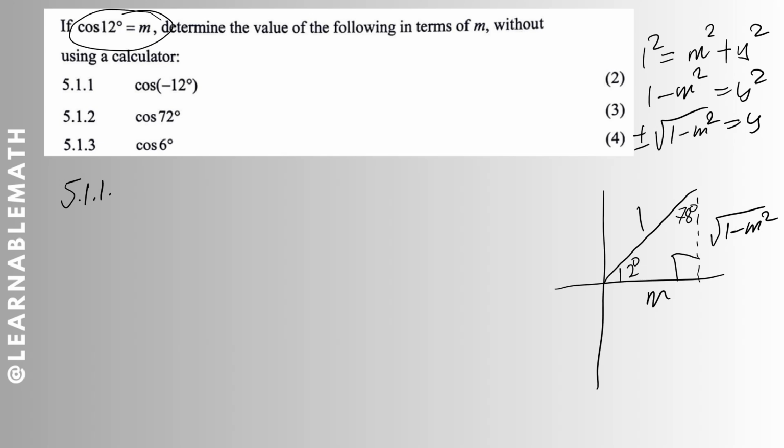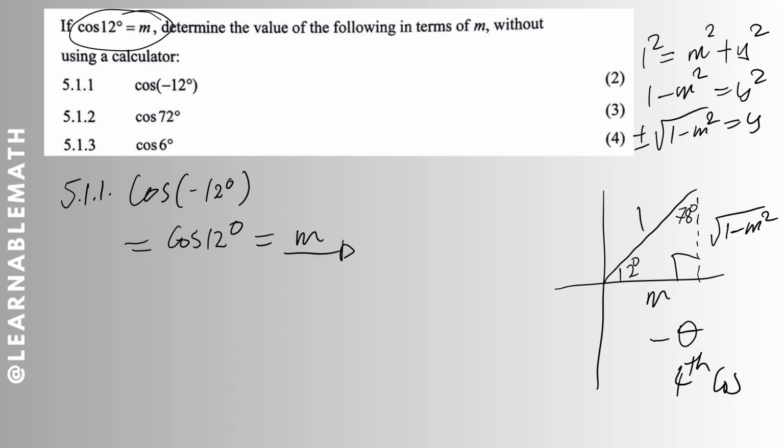5.1.1, they say determine cos negative 12, right? Cos negative 12. We know that negative angles are found in the fourth quadrant where cos belongs. So we can reduce this to what? Cos 12 degrees, because that's where cos belongs, right? So it can be reduced to cos 12, which is the same as m. Hence the question had only 2 marks.